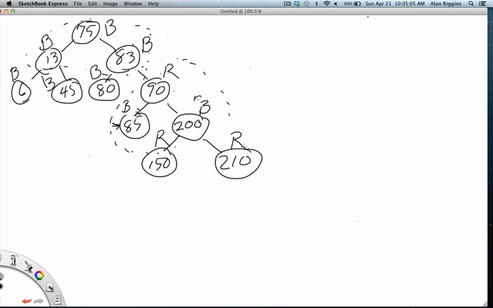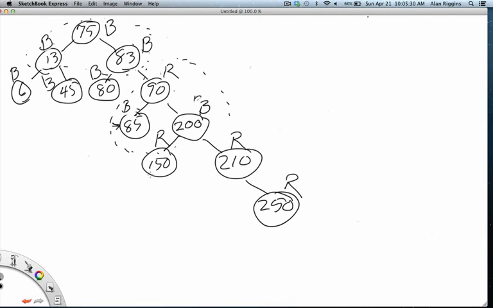So let's insert a 250. And of course it will be red. So now we have 2 reds in a row. We have a violation. This 250 is the child, 210 is the parent, 200 the grandparent, 150 is the aunt, and it's red, so we have a color flip.